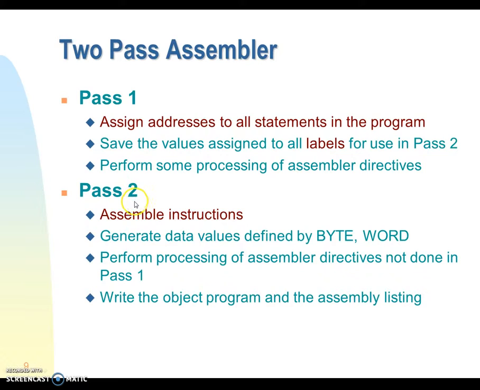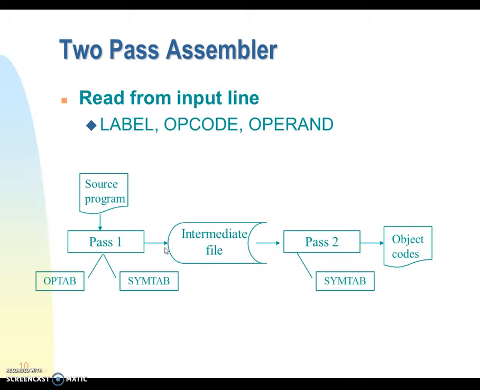Coming to pass 2, in pass 2 the machine code will actually be generated. It assembles the instructions, that is, machine code will be generated, and generates the data values defined by BYTE or WORD, whatever it is. It performs the processing of assembler directives not done in pass 1. So some directives will be processed in pass 2 as well as in pass 1; those that were left in pass 1 will be processed in pass 2. And the object program and the assembly listing are produced in pass 2. So this is the general syntax of a two-pass assembler. For example, consider this: this is pass 1 and pass 2.